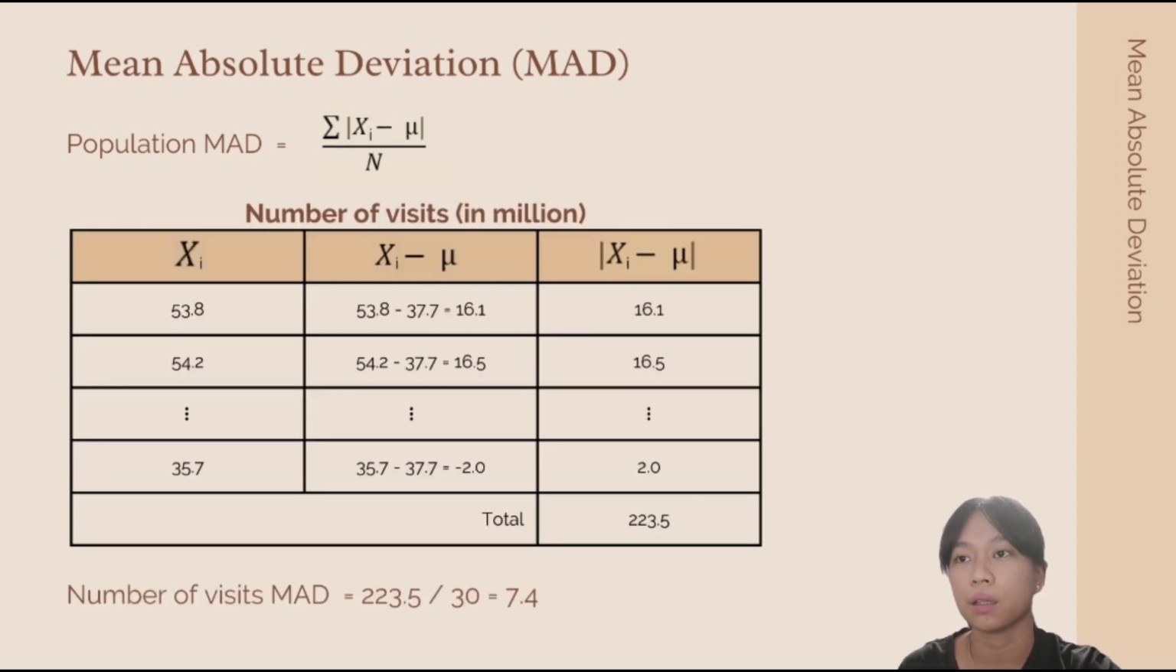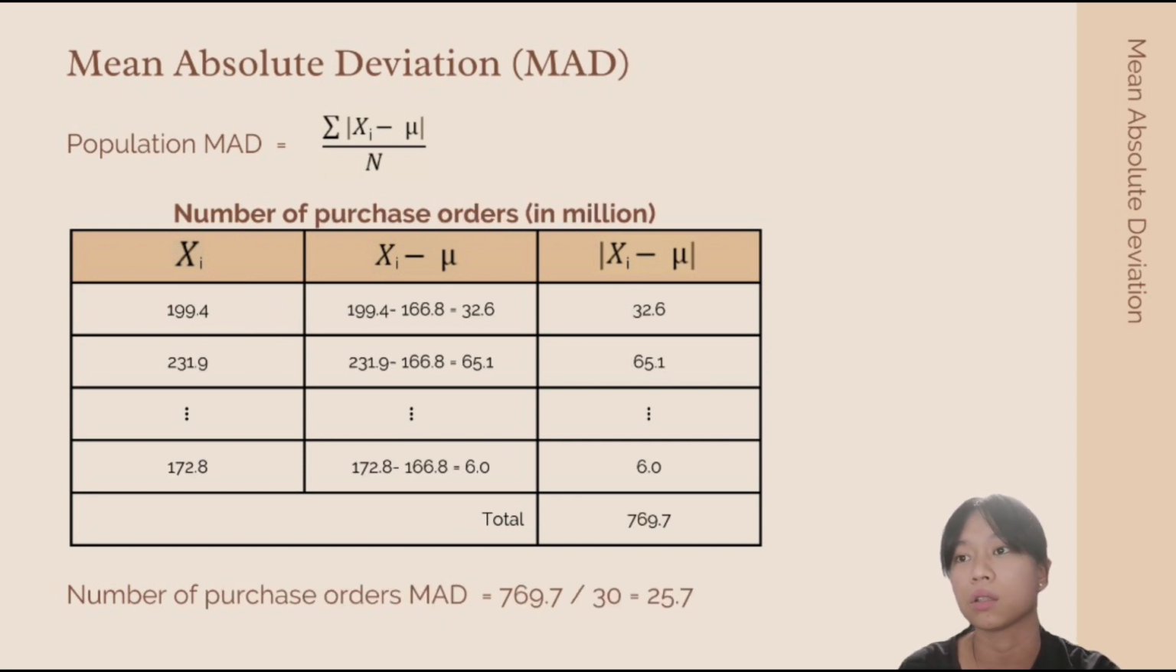After finding the mean, we can proceed to find the sum of the difference between data point and mean, then divided by the total number of data point. The mean absolute deviation for the number of visits is 7.4, while the mean absolute deviation for number of purchase order is 25.7.